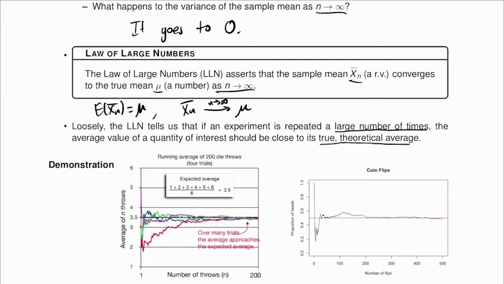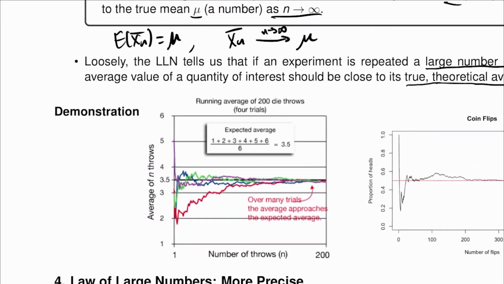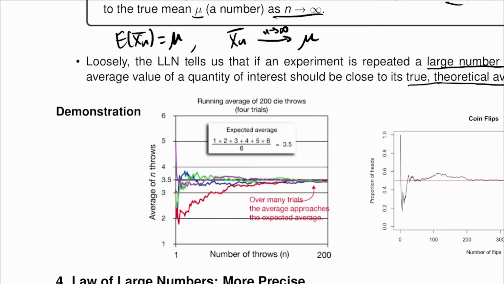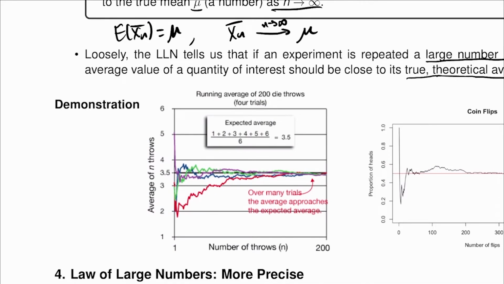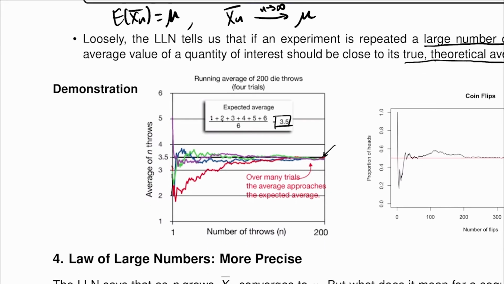So we have two examples here. For example, if we roll a die n times and we take the average, it is going to converge to the theoretical average, which is 3.5. The expected average is the possible outcomes 1, 2, 3, 4, 5, and 6 over 6. That is 3.5, the theoretical average. But if we do the experiment and roll a die just 1 time, we can get the number 5. If we roll 2 times, the average might be, for example, 3.8, and so on.